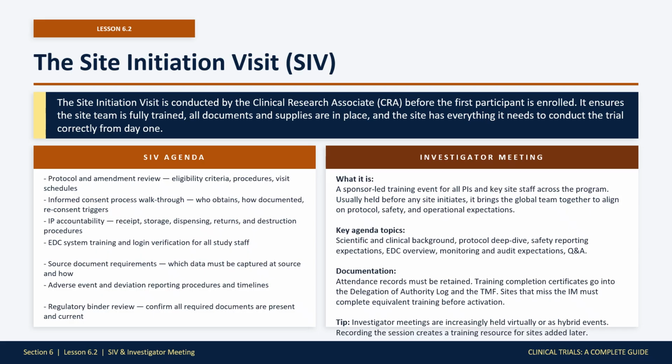Alongside the SIV, the investigator meeting is a sponsor-led event that brings PIs and key staff from all sites together. It goes deeper than any individual SIV. The scientific rationale for the trial, the full protocol walkthrough, safety reporting expectations, and regulatory compliance requirements. Attendance records are retained in the TMF, and sites that miss the meeting must complete equivalent training before activation.